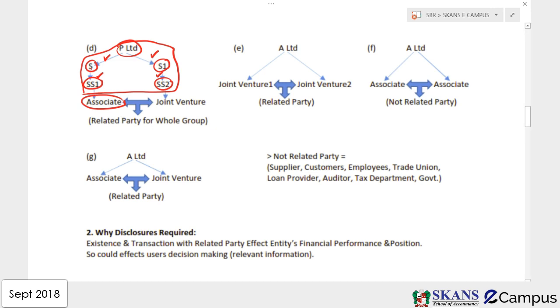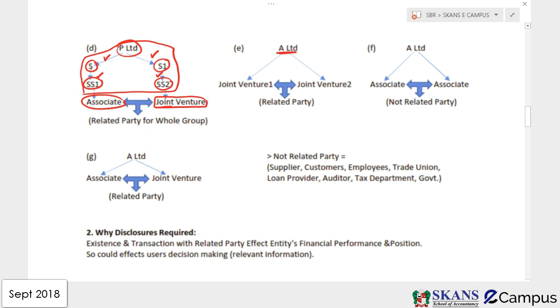And in the same way, if one member has a joint venture, meaning an entity over which one member of the group has joint control, then we'll say that the joint venture is a related party to the whole group. It means for SS2, for S1, for P Limited, for S, SS1, everyone, the joint venture is a related party. Then guys, we are going towards the next structure.